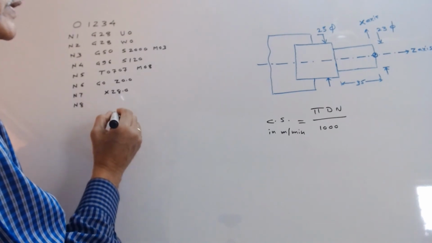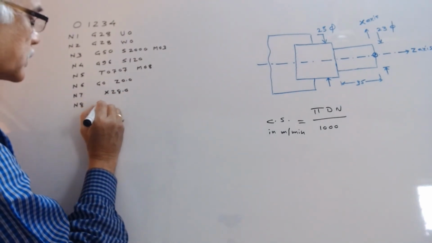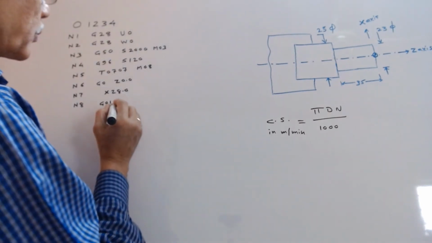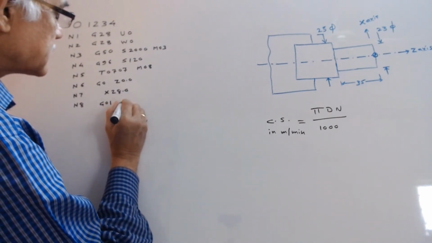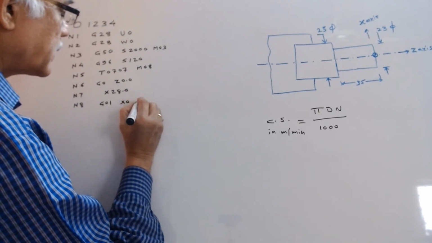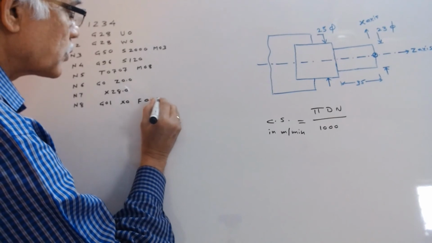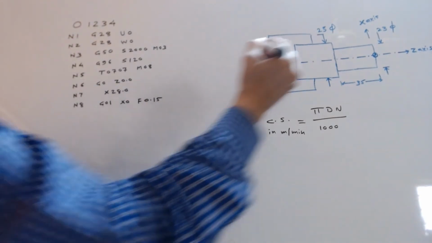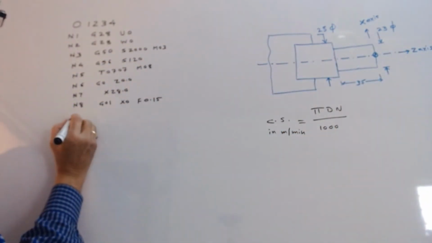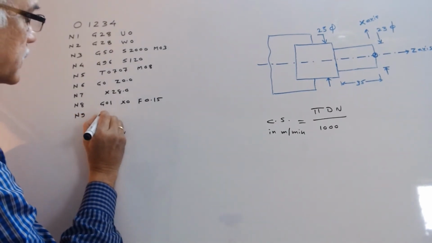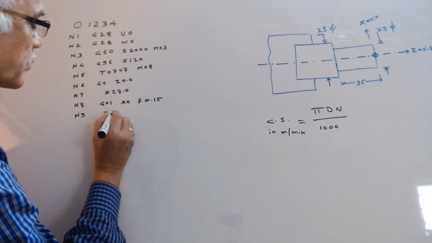Now first we will take a cut on the face. So here I am using the G01 command, linear interpolation, X0 and feed 0.15. So the tool will take a cut on the face up to X0, and then we will take the tool away from the job, that is Z5.0.